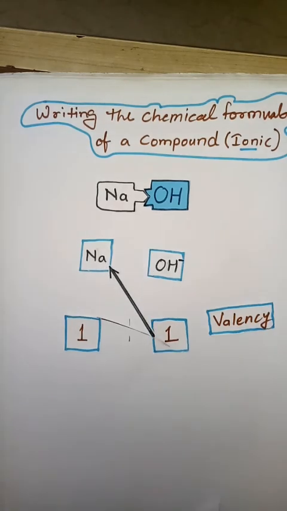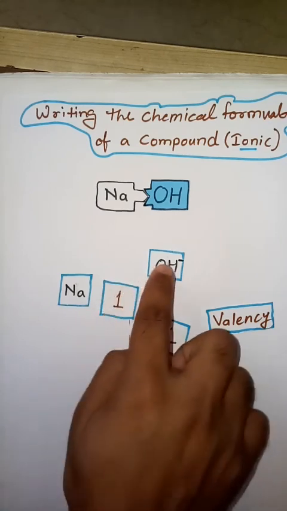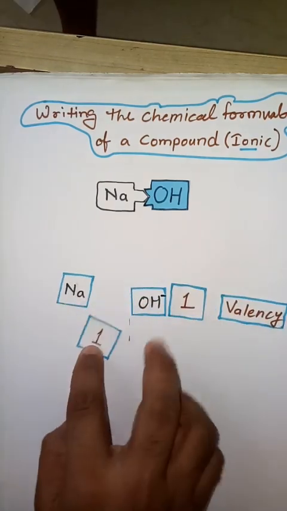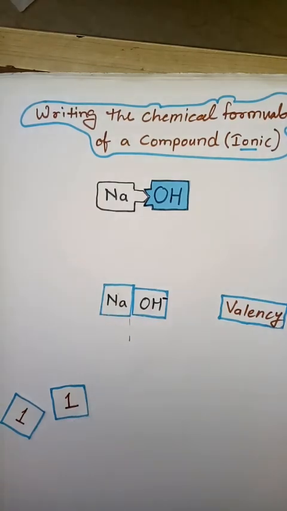I've already discussed that we don't have to write Na1OH, with a 1 in it, because they are already single radicals. So you just combine them and you get the sodium hydroxide formula.